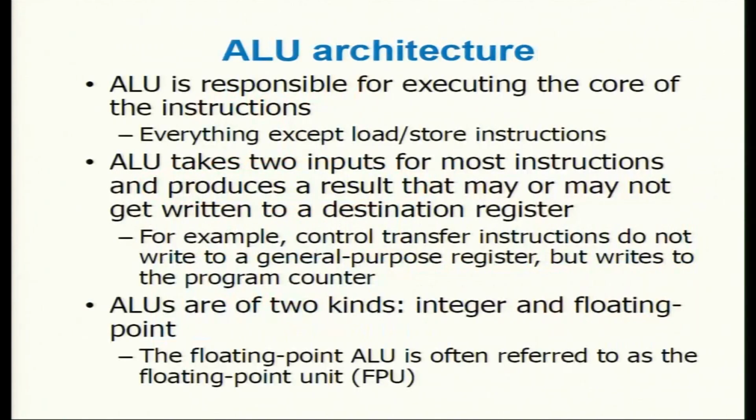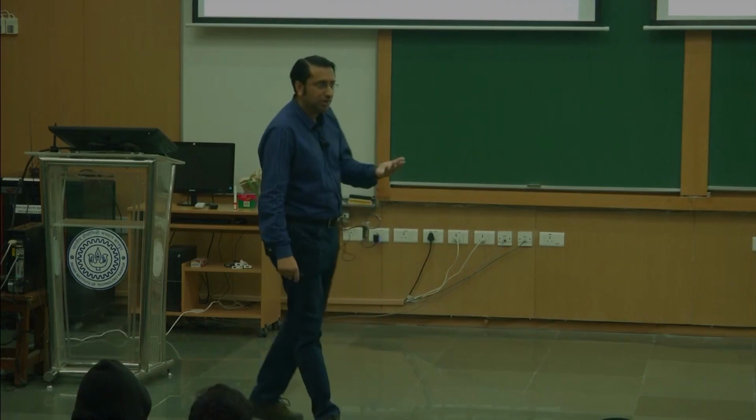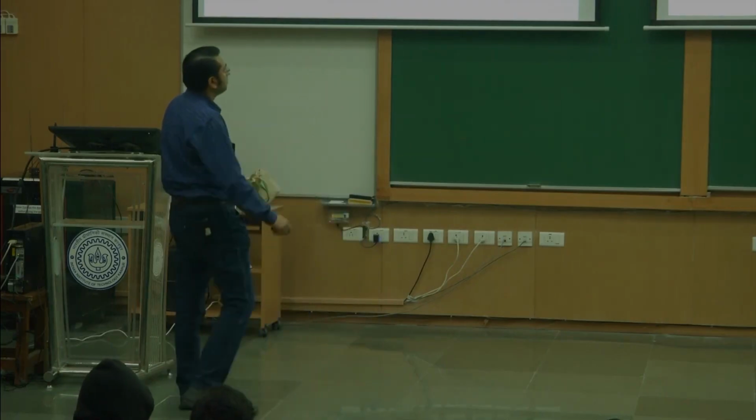So a little bit about the ALU. It's responsible for executing the core of the instructions, everything except memory operations, loads and stores. Typically the ALU takes 2 inputs for most instructions and produces a result that may or may not get written to a destination register. For example, branch instructions produce a branch target, which doesn't go to a general purpose register but goes to the program counter instead. Right? So that's a slightly different type of ALU instruction.